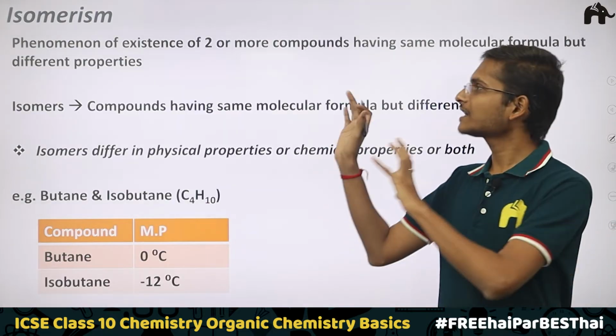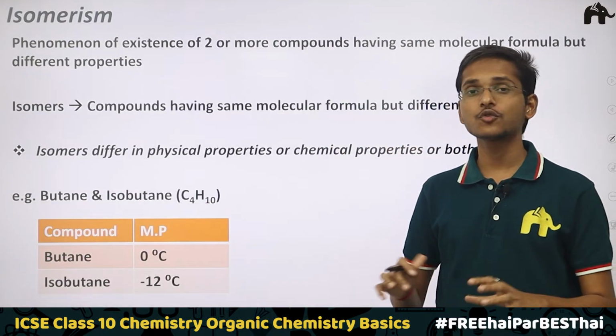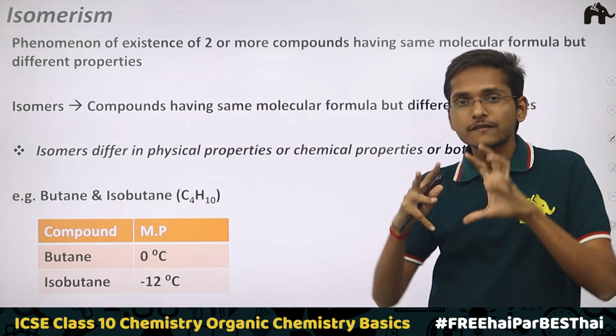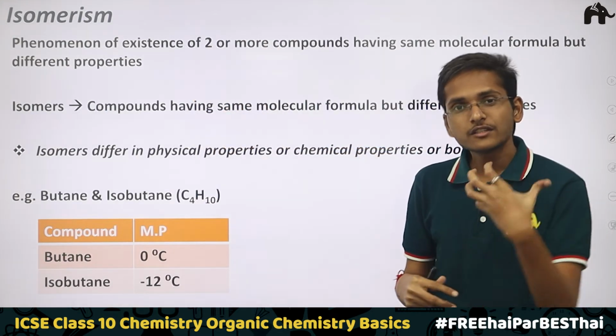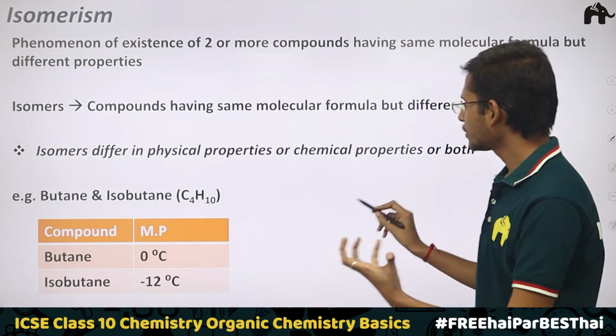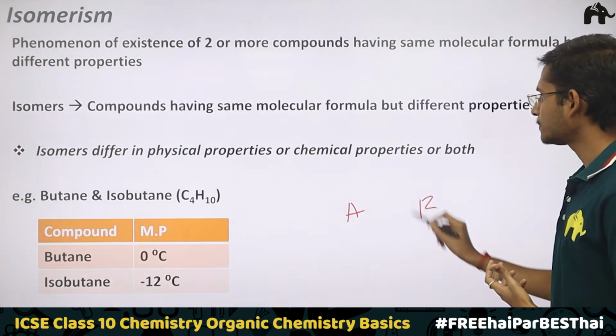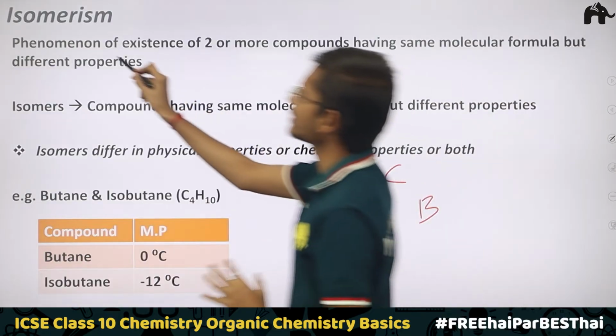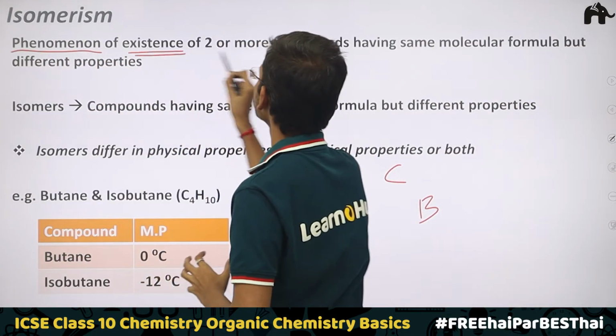Okay, now moving to the last topic of the basics, which is isomerism, a very interesting topic. So what is isomerism? It is actually a phenomenon, and in this phenomenon you would find, suppose there is a compound A, compound B and compound C. So you would find two or more compounds existing.